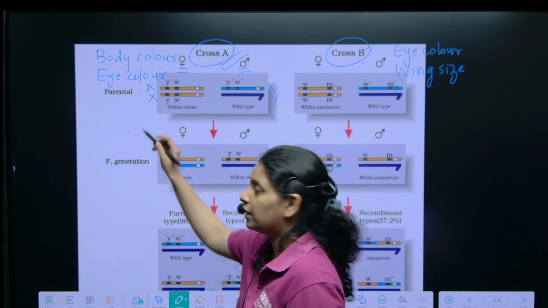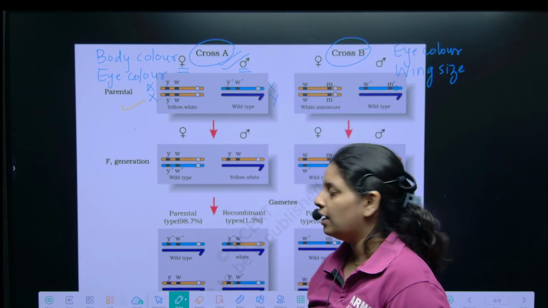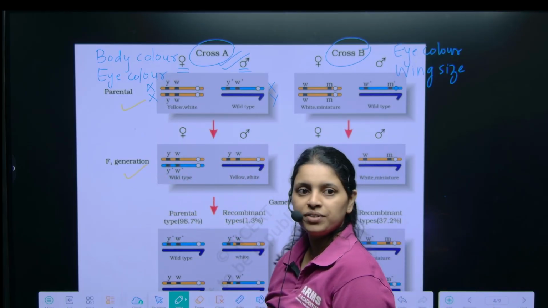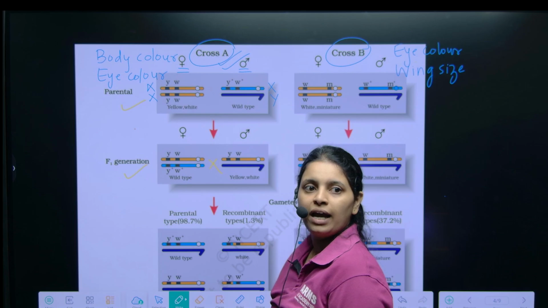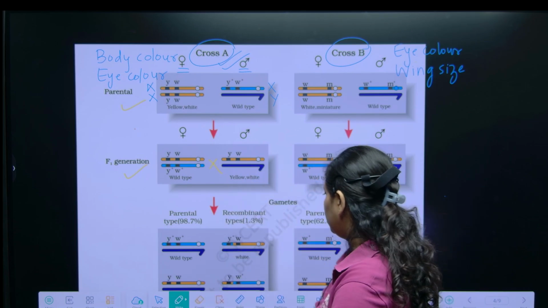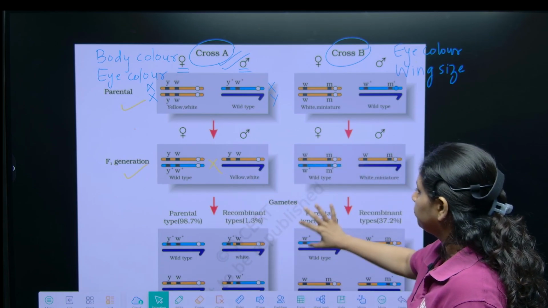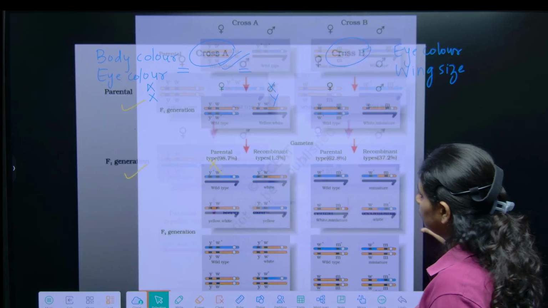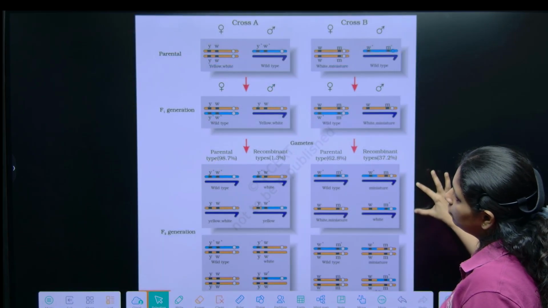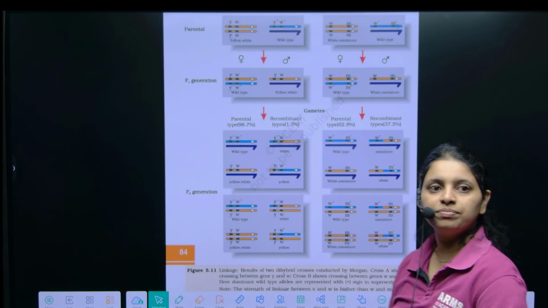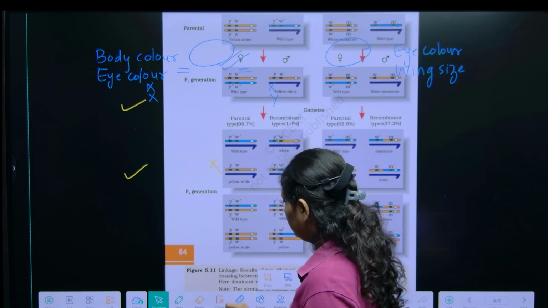Here they have mentioned directly the parental generation, right? Next we have the F1 generation. We did intercrossing between this, and then we got the F2. Okay, look at the F2 generation. Can you see the F2 generation here? This.